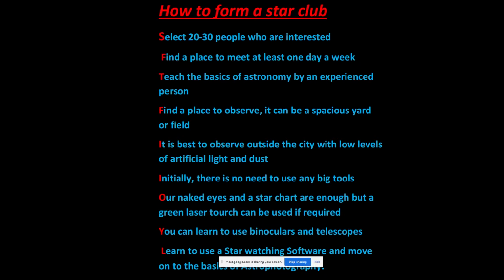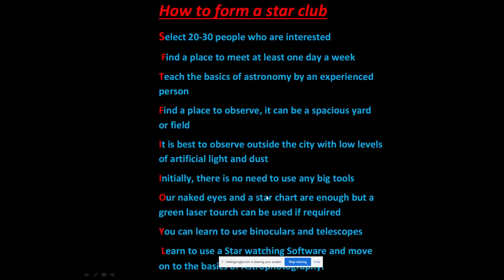Not all places are good for observation. You know, the city is not good for it. Why? The artificial light and the dust. Nowadays it is very difficult to see the sky in the town area, even in the street, because of dust, street light and all other artificial lights. So find a place to observe. It can be a spacious yard or field. It is best to observe outside the city with low levels of artificial light and dust. Okay, so it is clear a village area is best for us.